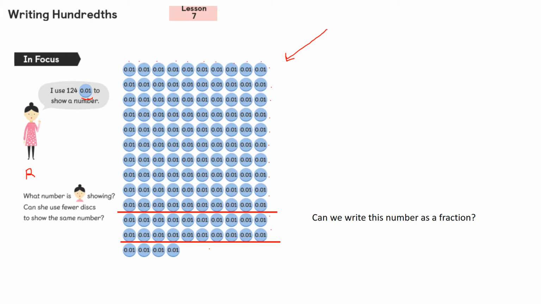Now, how would we write that number as a fraction? Any ideas? Well, hopefully you would have been able to think in your mind, right, well, we know we've got 124 hundredths. However, my question to you is, can Ruby use fewer discs to show this same number? Let's watch on the next slide to see if we can help her out.